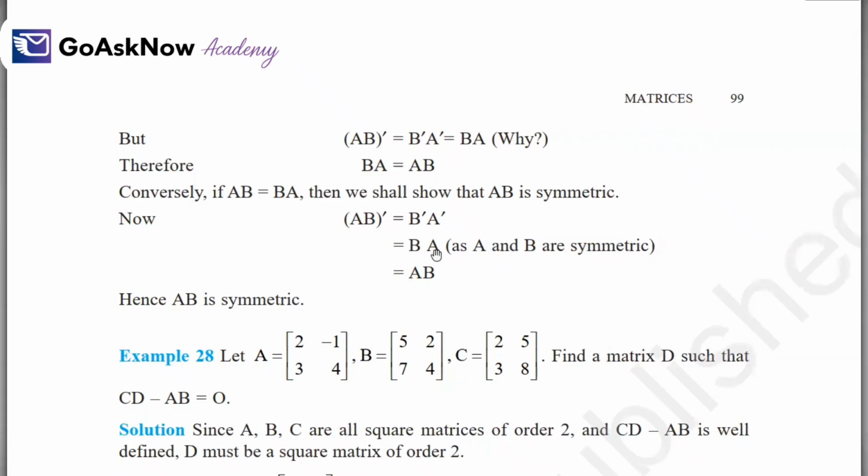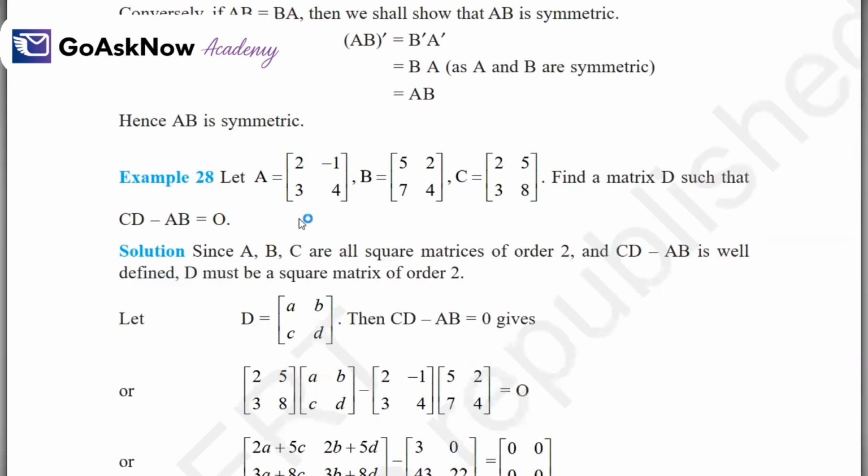So example 28 says that let A is equal to [2, -1; 3, 4], and B is equal to [5, 2; 7, 4], C is equal to [2, 5; 3, 8]. Then we have to find a matrix D such that CD minus AB is equal to the null matrix.